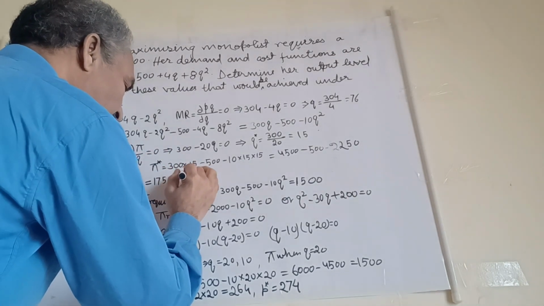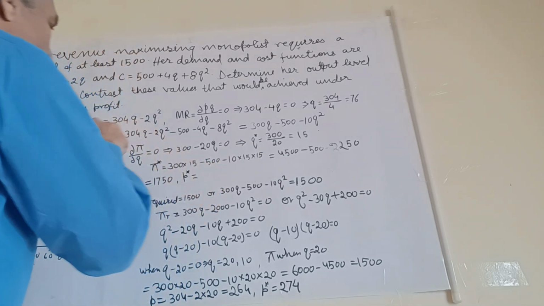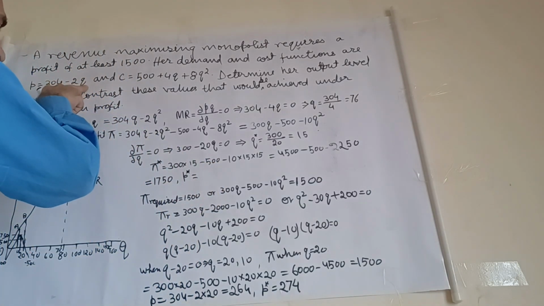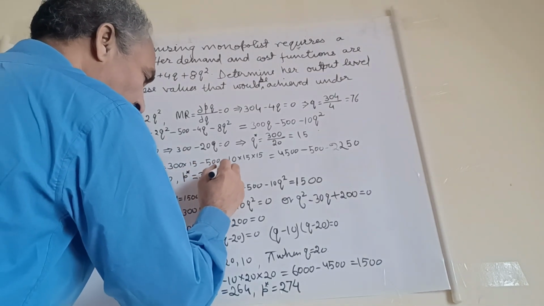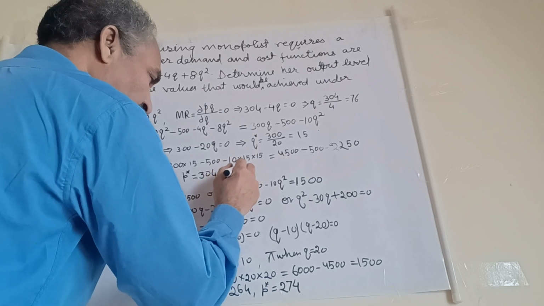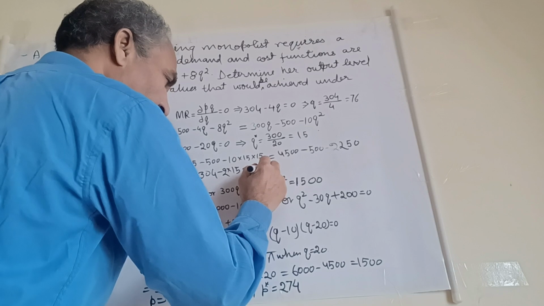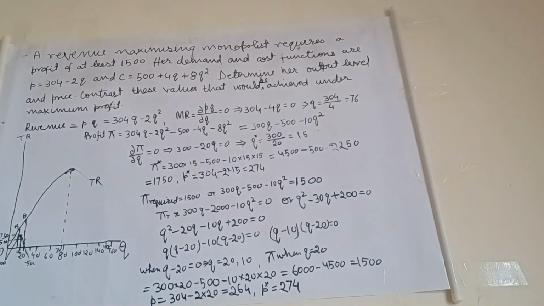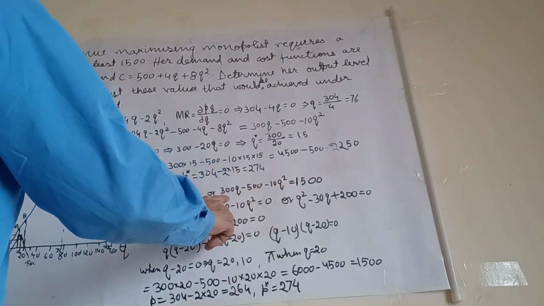So P star, which is the profit maximizing price, is equal to P, which is 304 minus 2Q, which is equal to 304 minus 2 times 15, which is equal to 274. So this is our P star, or profit maximizing price.